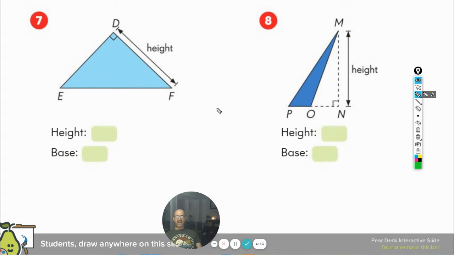Here we're identifying heights first. So in this case, the height is DF, and since we have a right triangle, the base gets to be DE. Measures from the height to the opposite vertex. Here it's giving us MN as a height. The only side of the triangle that is perpendicular to MN is PO. So that's going to be your base. All right? Good job, friends. I knew you could handle this. You're so talented.